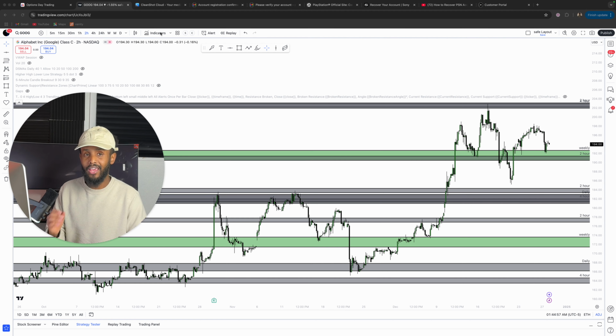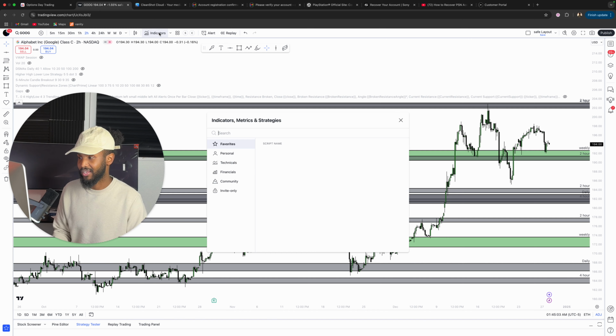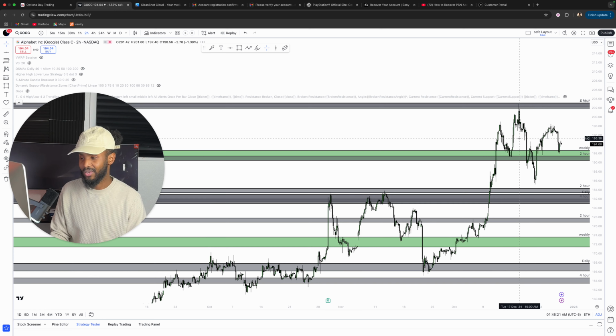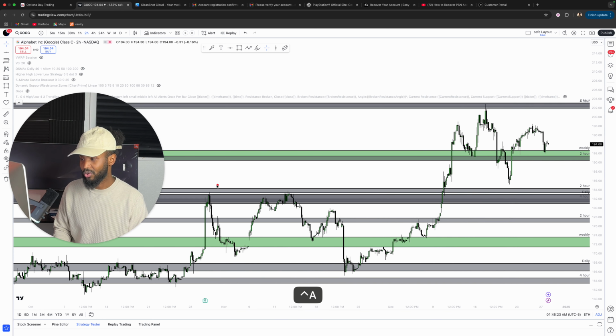So guys, the indicator that I have been using for the past couple years, or maybe the past year at least, has been this indicator called dynamic support and resistance zones. I've used hundreds of indicators when it comes to finding our key levels, and this one is by far the best one that I have used. So dynamic support and resistance zones by this creator Chart Prime. Shout out Chart Prime. So we can see right here on Google that we find beautiful levels right here.